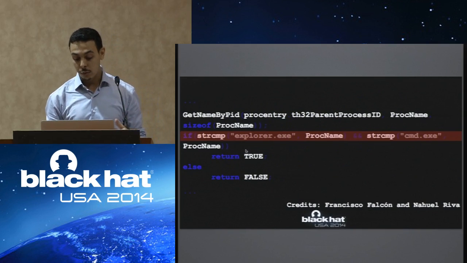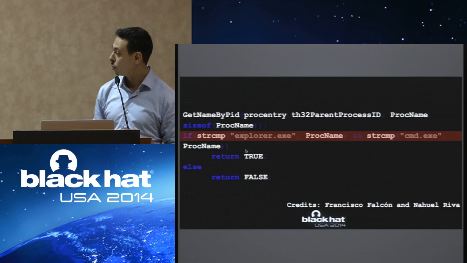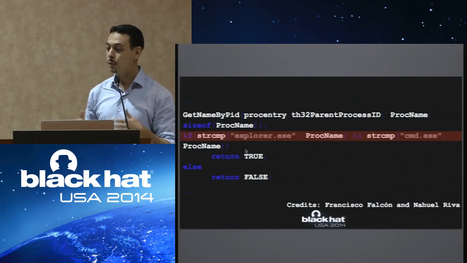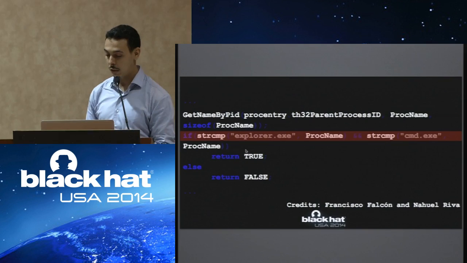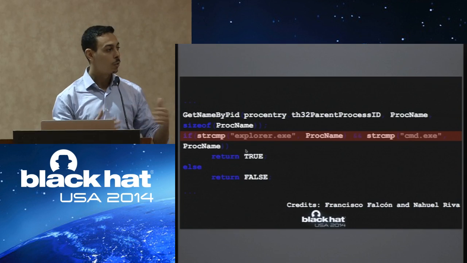Okay. The final category is instrumentation, and this is based on work that has been done by 2 researchers, Francisco Falcon and Nahuel Riva, who came up with several checks to detect dynamic binary instrumentation. A few of these checks are very specific to the Intel Pin framework, but others are very generic.